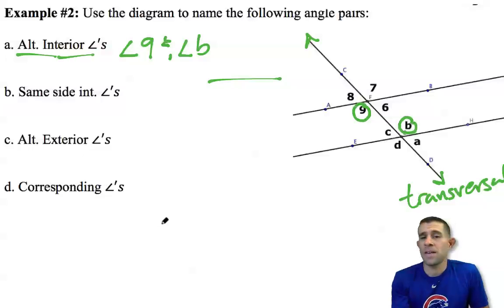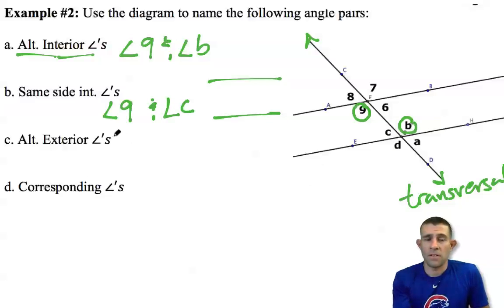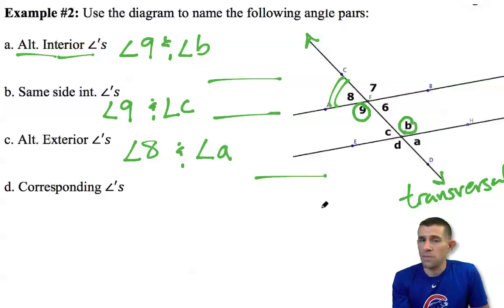How about same side interior? Well, again, I'm going to give you one pair and I'm going to say angle 9 and angle C this time. You come up with the other pair of same side interior. Alternating exterior, I'm going to go with this one, angle 8 and angle A. You tell me what the other pair of alternating exterior are.